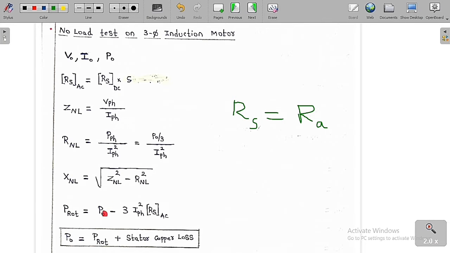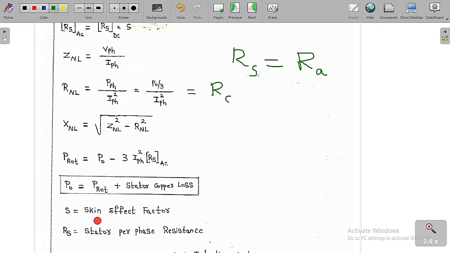Then, as I have already told you, input power is nothing but rotational losses plus stator copper loss. Therefore rotational losses is equal to input power minus stator copper loss. Stator copper loss is for 3 phases, so 3 into I phase whole square into R_S AC. So you always have to remember the concept in this manner.